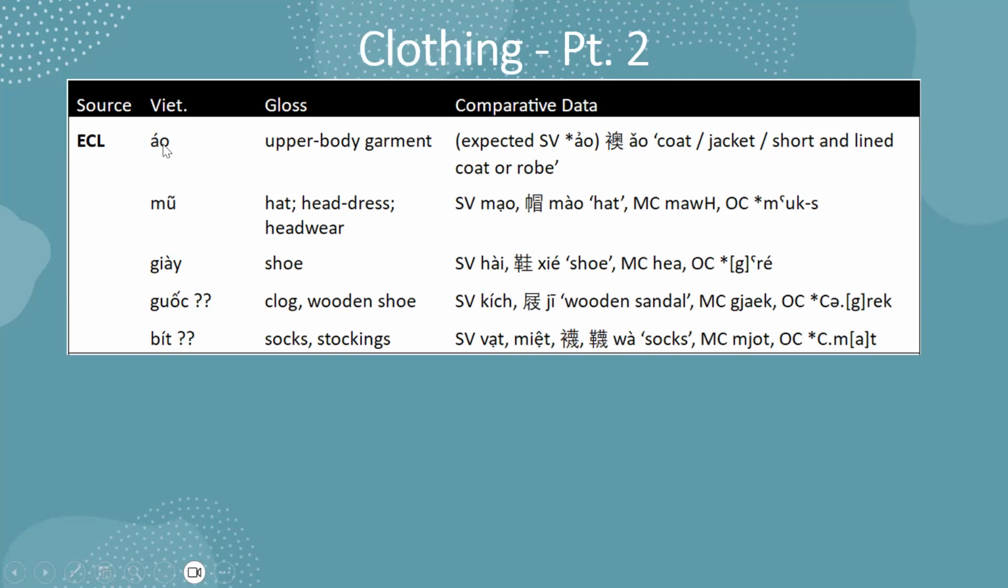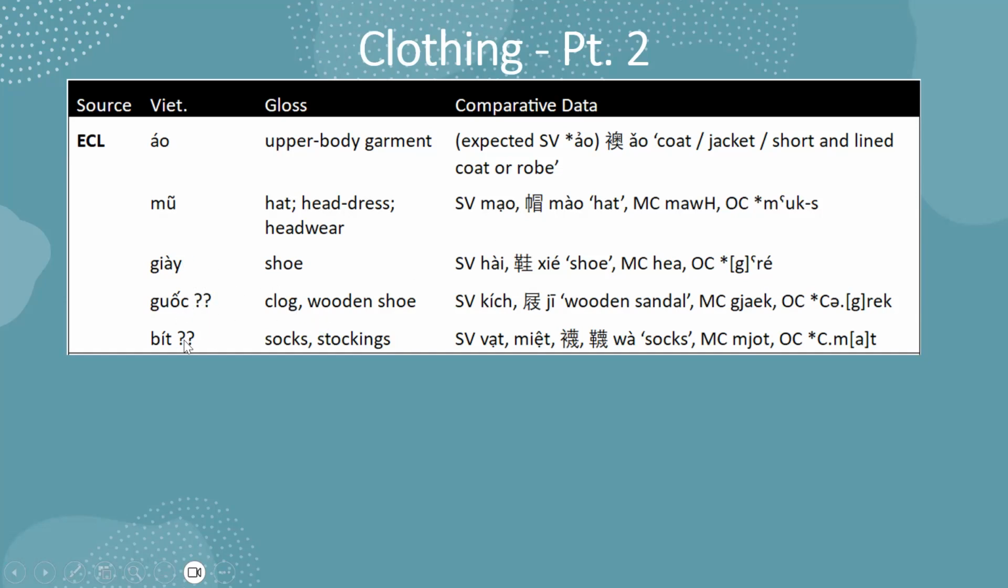And there are early Chinese loanwords among the Chinese character readings, and I propose that this is one of them. But even if it isn't, it's still a Chinese loanword. It was just borrowed later. Mu, the hat word, is very widespread also in Dayak languages, although they retain the K from Old Chinese. And then a few other words here.